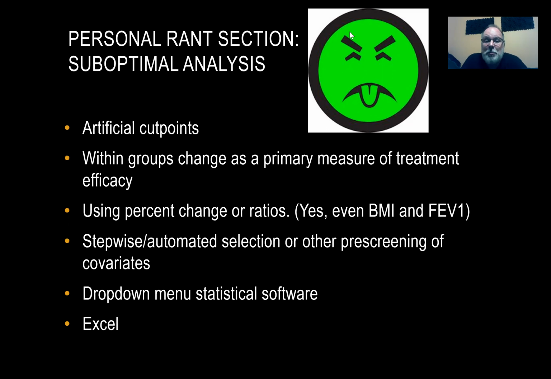Don't use artificial cut points. I mentioned don't use within groups change as a primary measure of treatment. You shouldn't use percent change or ratios as an endpoint either. There's a nice literature on that. I have a lot of references of why that's a bad idea. Stepwise automated selection, really yuck. That's a type 1 error nightmare.